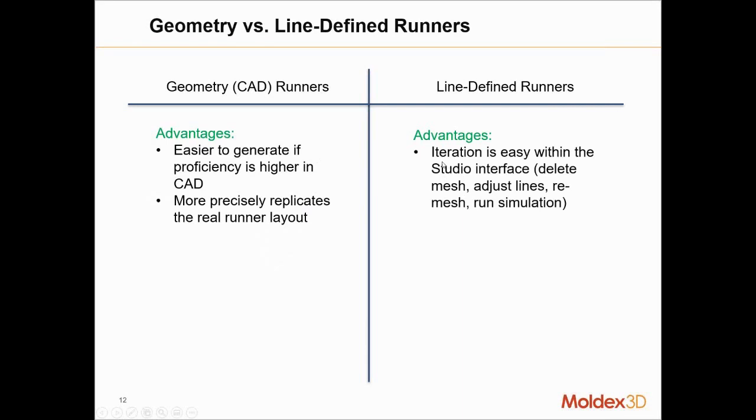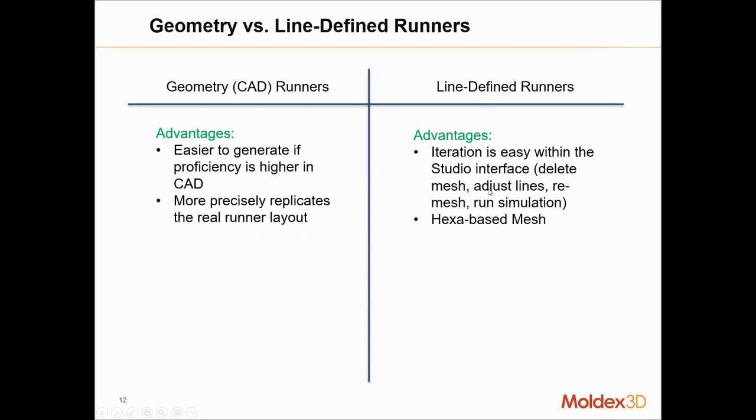All right, for line-defined runners, iteration is really easy, just because, first of all, we create a simple type of solid mesh with those hexa-based elements. I say simple, they're actually very complicated, but the way we generate them is very simple. And because the generation of that line-defined solid mesh is pretty simple, we can iterate them pretty easily. Because the lines are behind the solid mesh, we can simply delete the solid mesh, adjust the lines, recreate the solid mesh, and run the simulation. Rather than going back and forth between the CAD system and Moldex3D, you can do everything inside of Moldex3D.